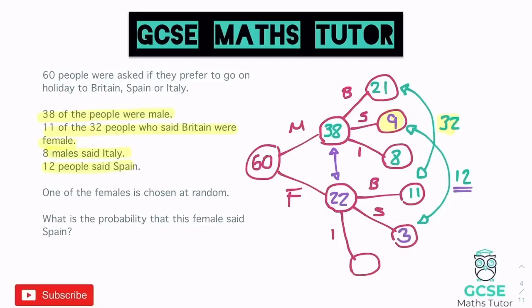And then those 3 boxes on the female branches have to add up to 22. They add up to 14 at the moment, so that's an extra 8. There we go. So obviously now we've got our frequency tree done.